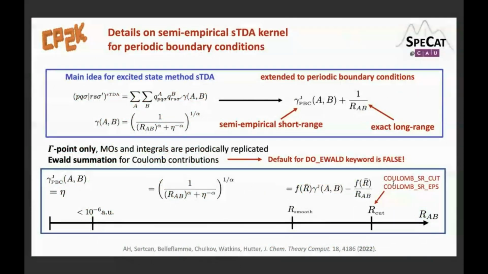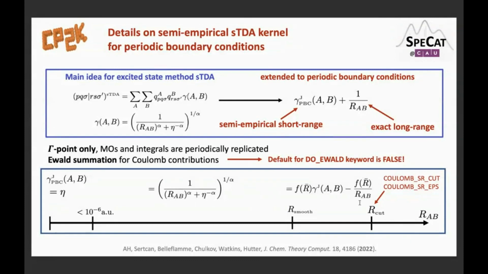And then a second thing that is different in our code is that, of course, we're now extending this scheme to periodic boundary conditions, and we're doing this in a range separated way, so that for the semi-empirical short range, we're referring to the semi-empirical operator, while for the long range, we are now using again an exact 1/r Coulomb operator, so that we can apply Ewald summation.